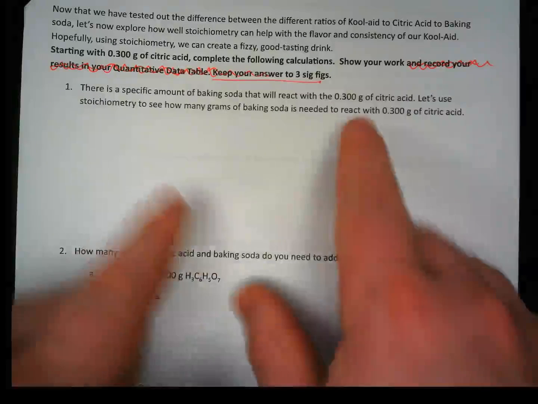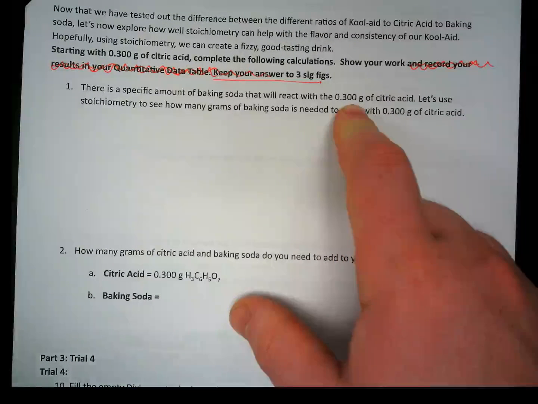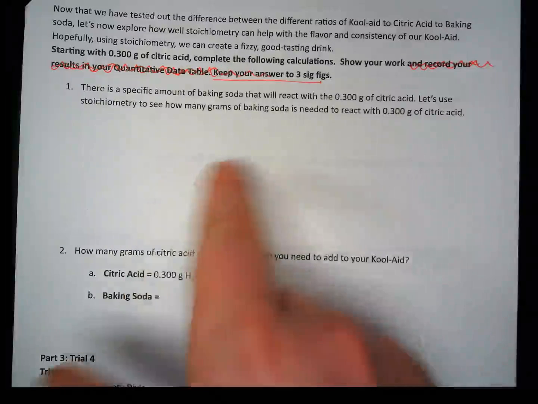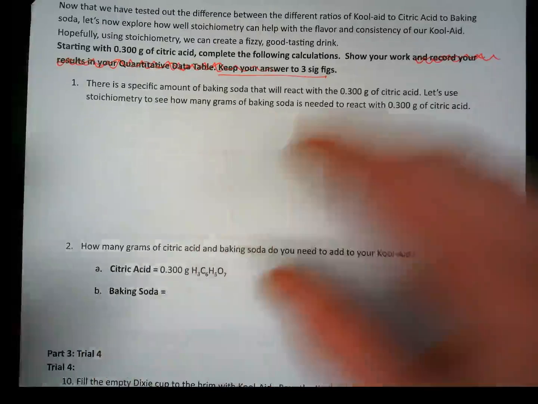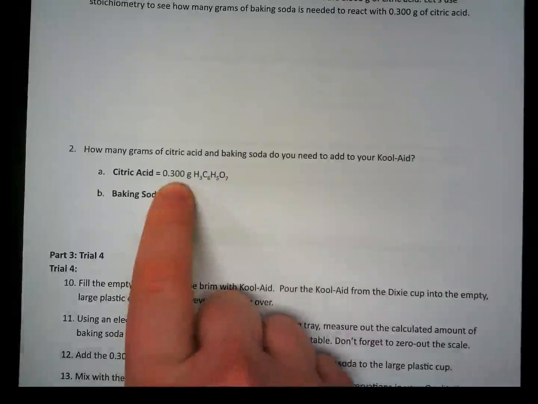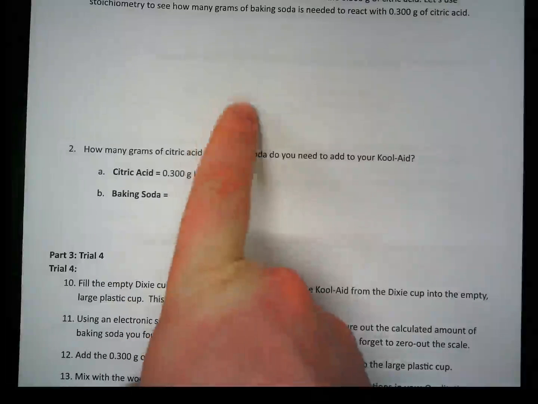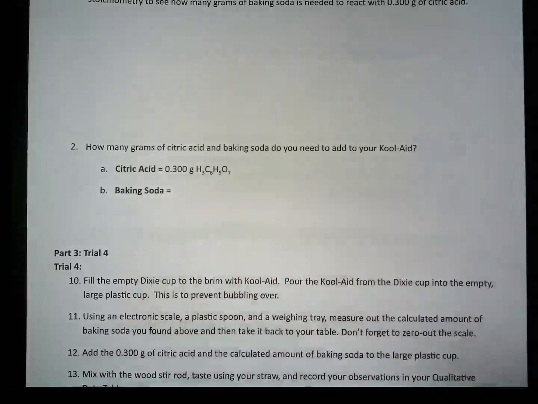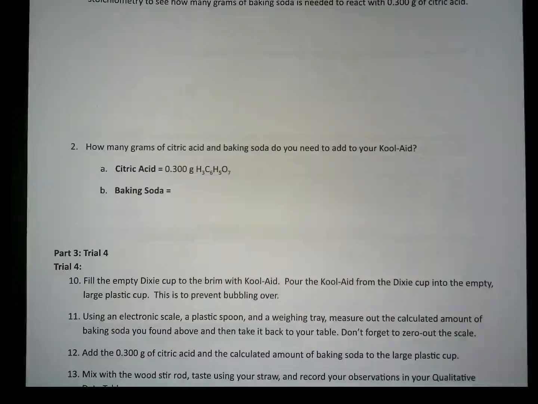So you're just going to convert from mass of citric acid, so mass of A, to mass of B, and B is just going to be baking soda. That's what you'll do here. And then for number 2, here's what we started with. Whatever answer you get up here, you're just going to record right here. Easy peasy. So that's parts 1 and 2, and that's what we're focusing on day 1.